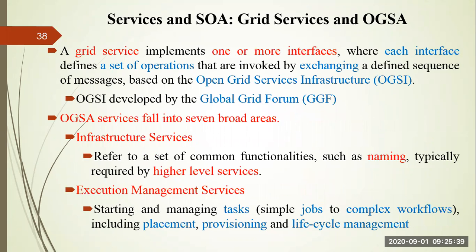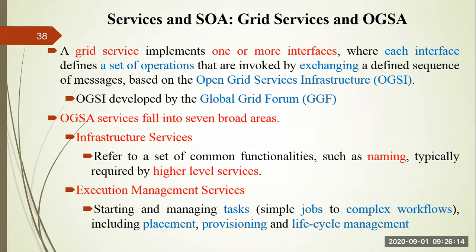So if you see how a grid service is different from a web service, these terms are used in grid computing and later extended to cloud computing. A grid service implements one or more interfaces. A particular service may require one or more interfaces. Don't think that each and every service has a single particular interface. And if you concentrate on a particular interface, that interface may define a set of operations.